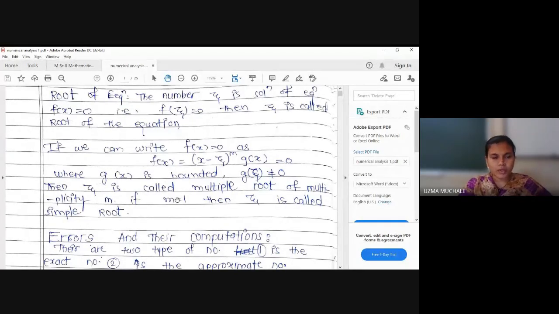Why are we going to study the root of an equation now? Because in the first chapter, after the completion of error and its types and all, we'll go for finding the root of any equation. No doubt we have already studied how to find the root of an equation.